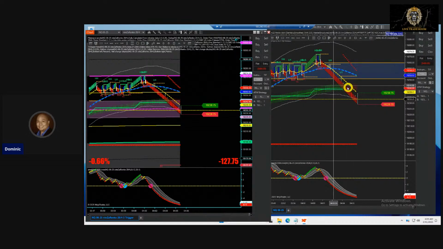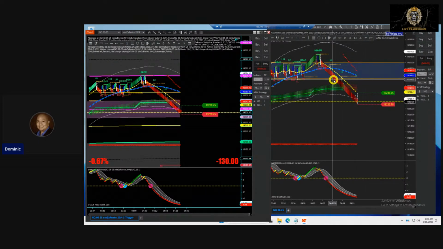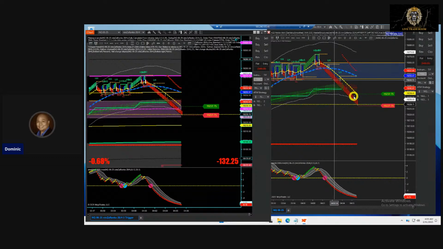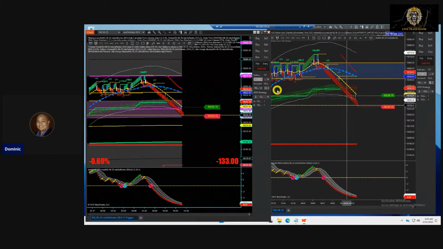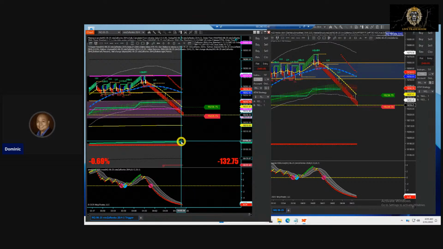So for the basic people, where could you have gotten in? Well, remember we had this range here, you could have gotten in here, or we want to break here, and your target would be the lower outer band. So you see where this is going. Probably hit here. Now your next targets will be down here.